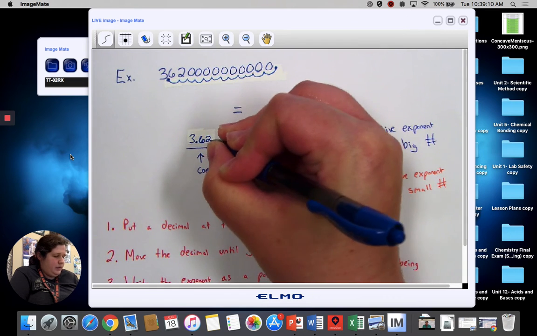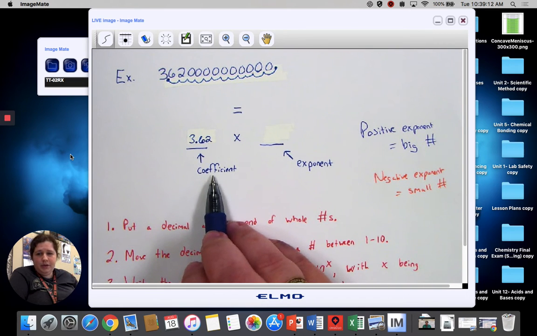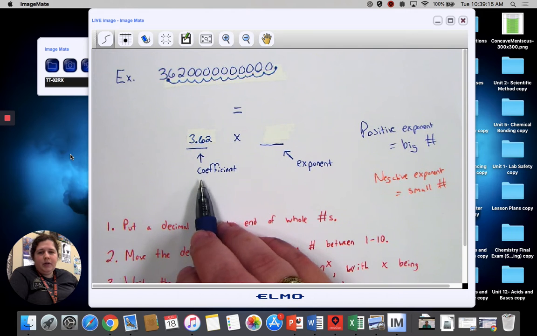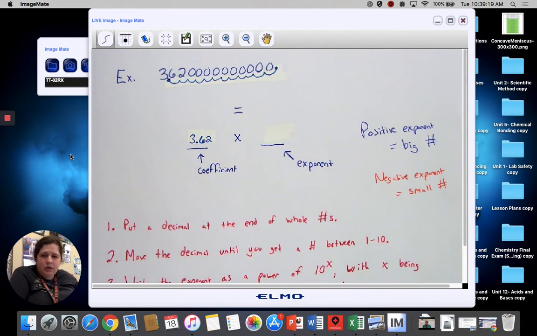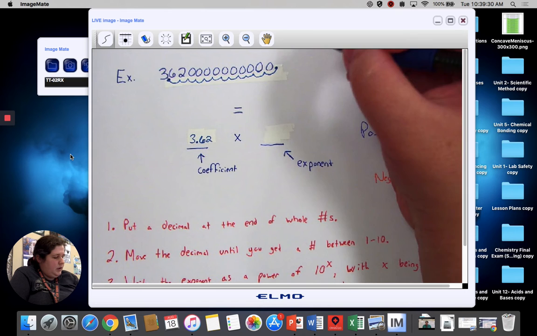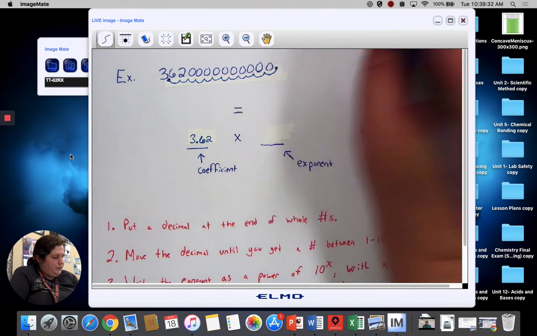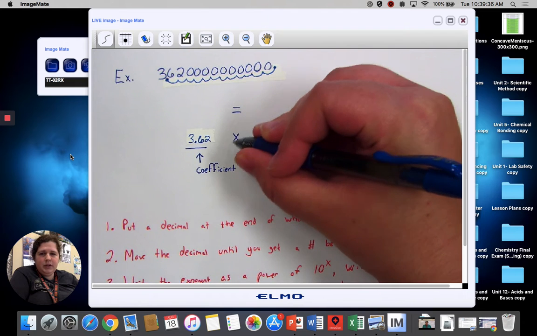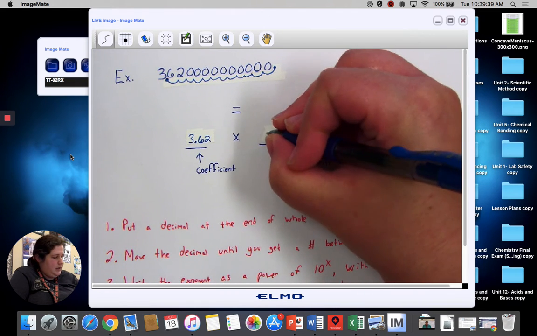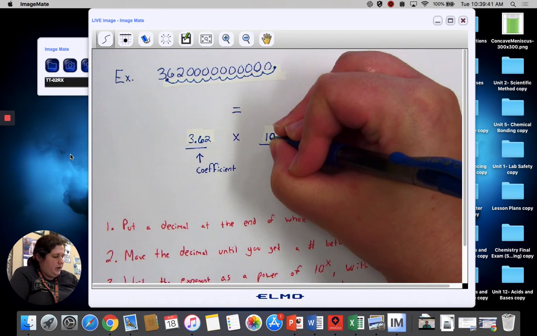3.62. That is my coefficient. The coefficient in scientific notation is basically your standard number. It's usually between 2 and 3 digits, sometimes a little bit longer if you've got a lot of extra significant figures in there, but not usually. Next we're going to write a multiplication sign times 10 to the power of something.